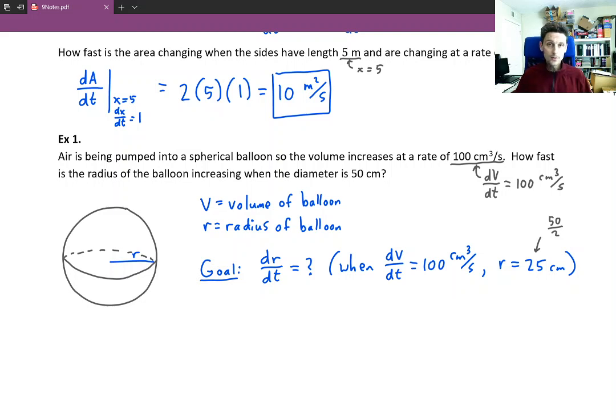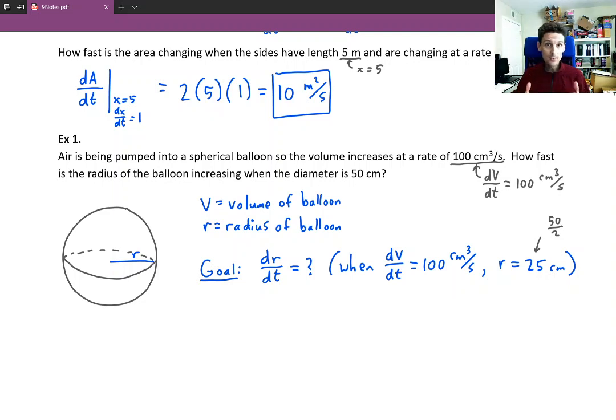Okay, so that's our goal. Now, we have this dV/dt, and we're trying to find dr/dt. So we need a relationship between the rate at which the volume is changing with respect to time and the rate at which the radius is changing with respect to time.